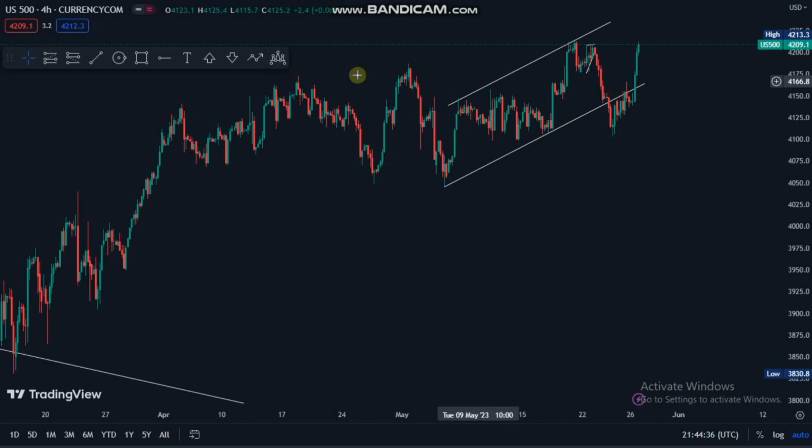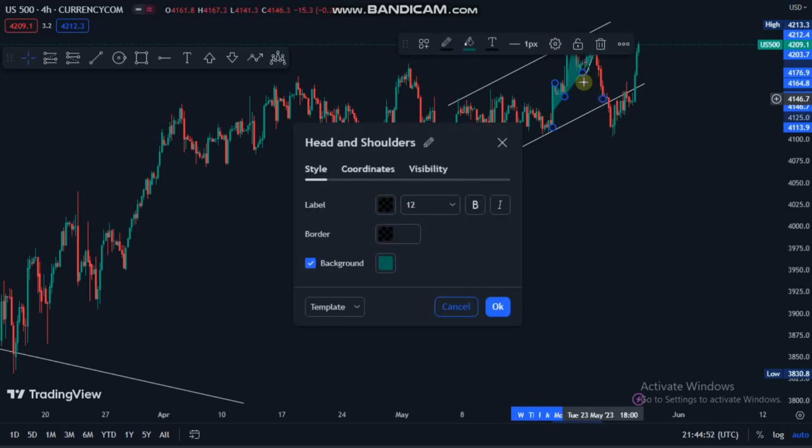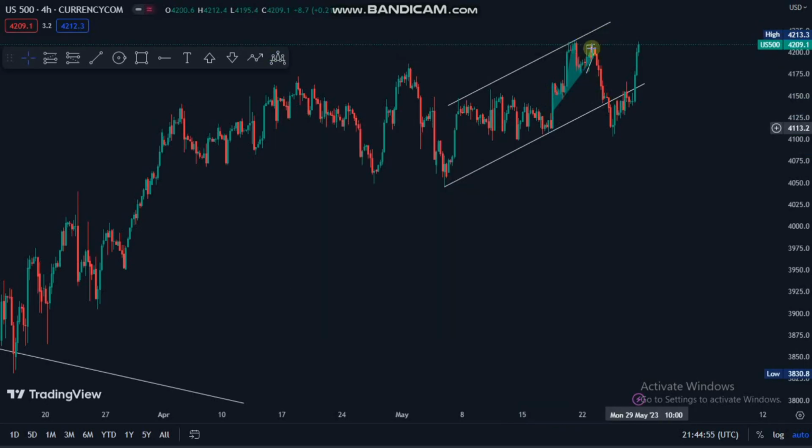I saw that we had a head and shoulder structure right here. You can see that we have a nice beautiful head and shoulder structure, and then we can catch our entries right there on the 1-hour time frame. So let's head over to the 1-hour time frame.